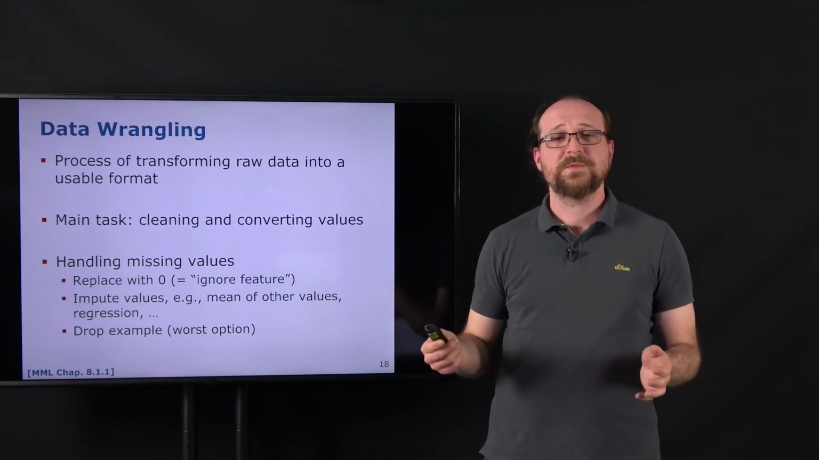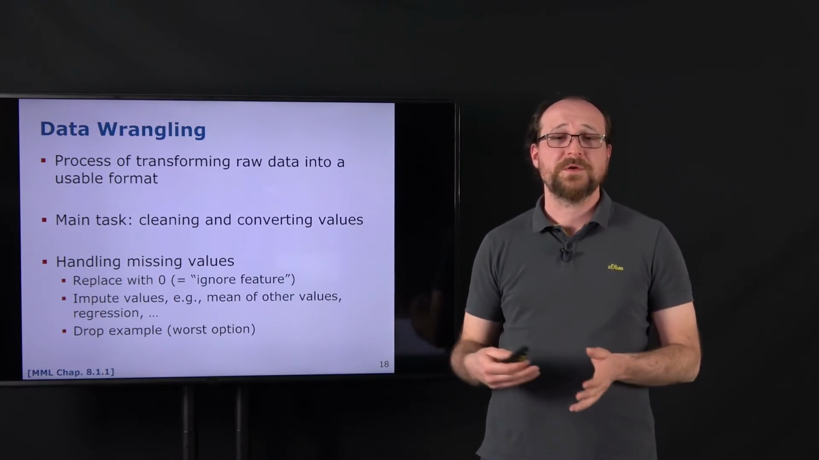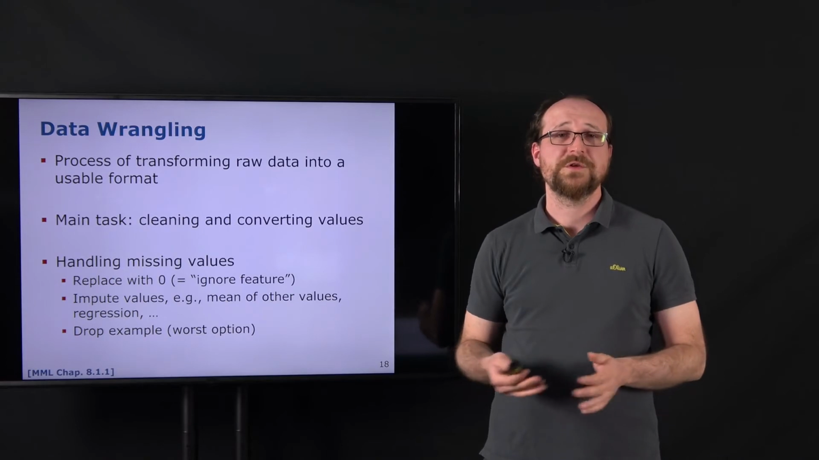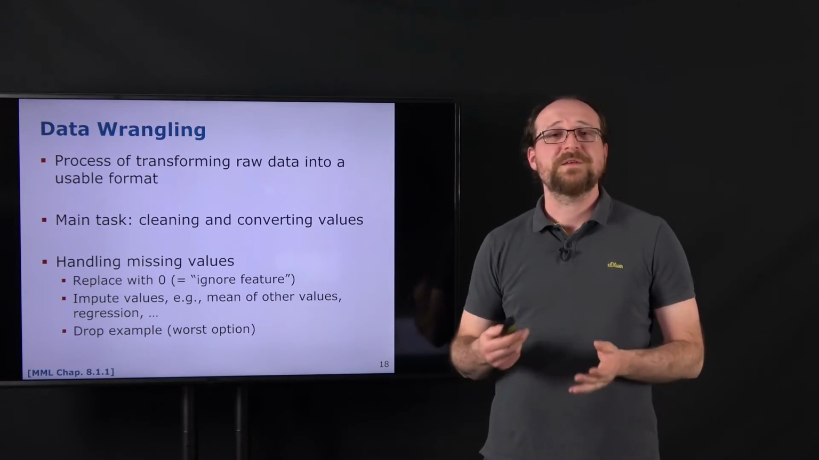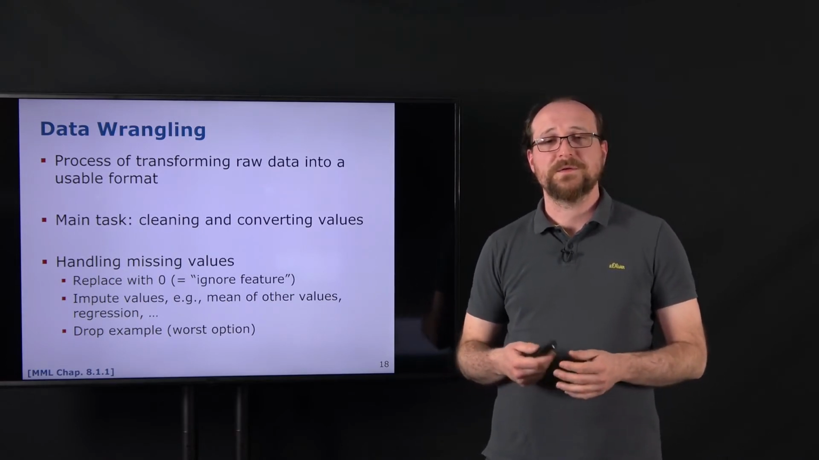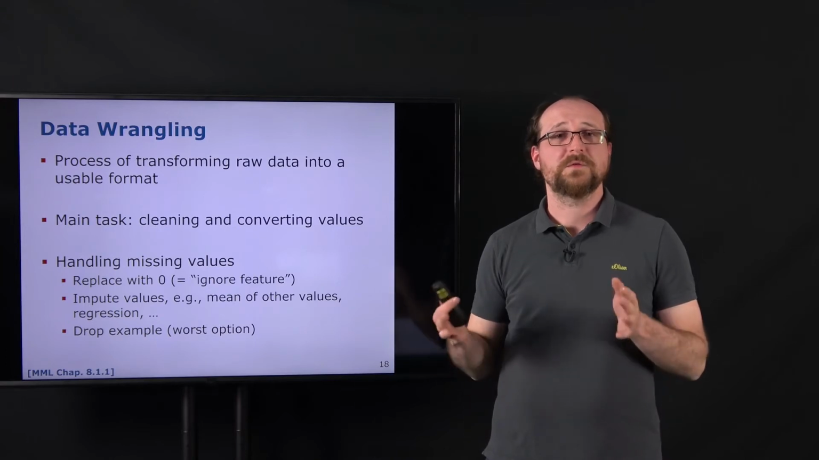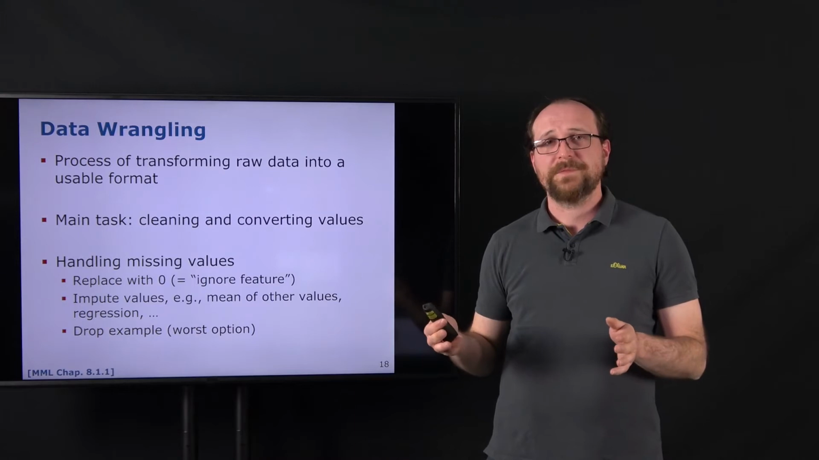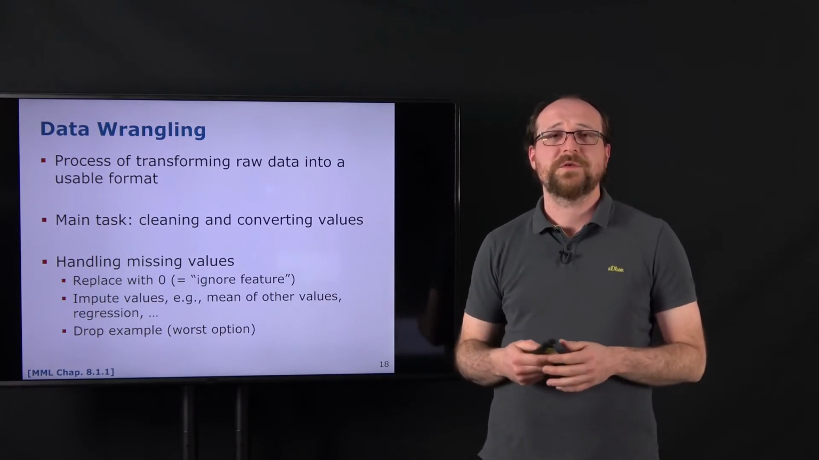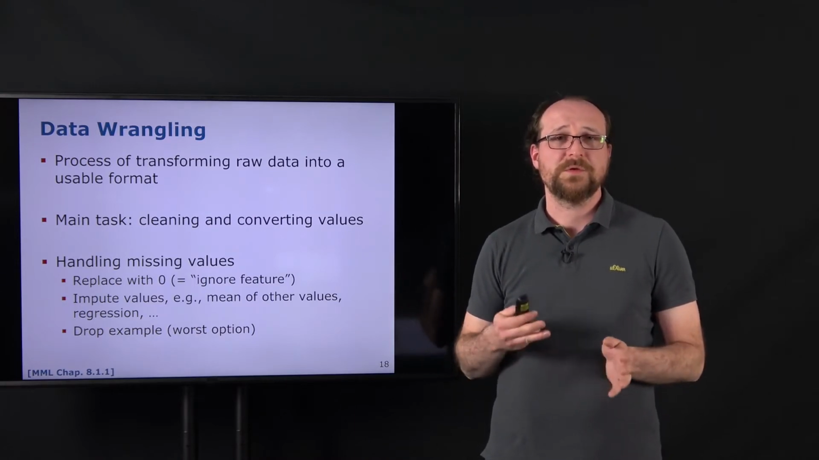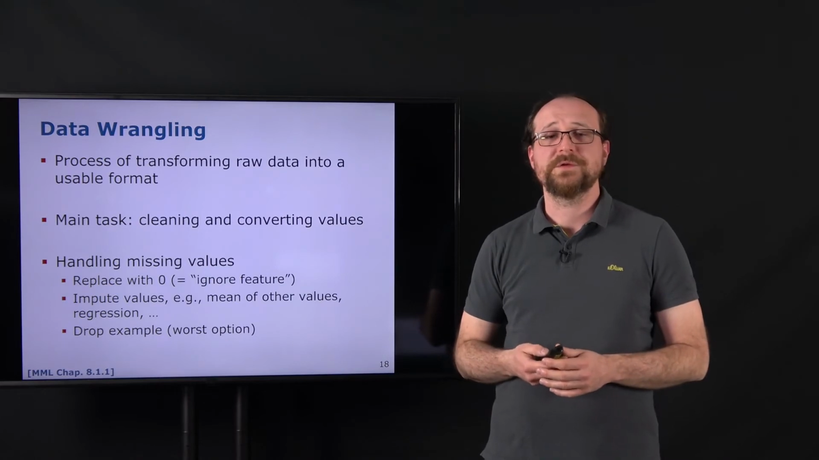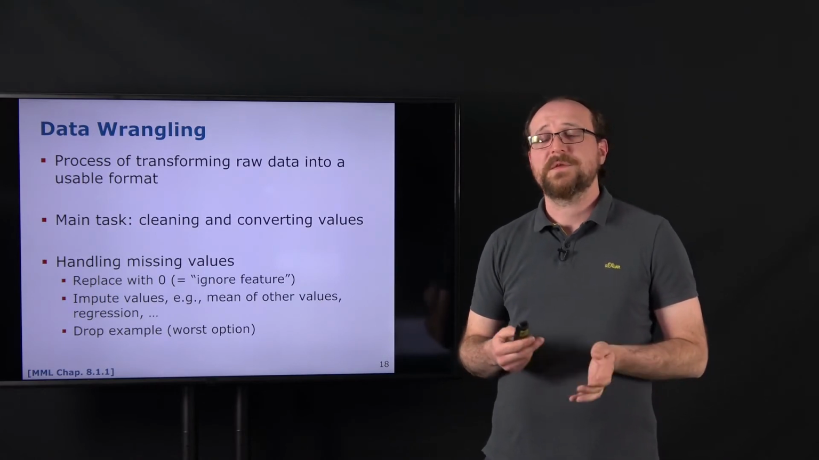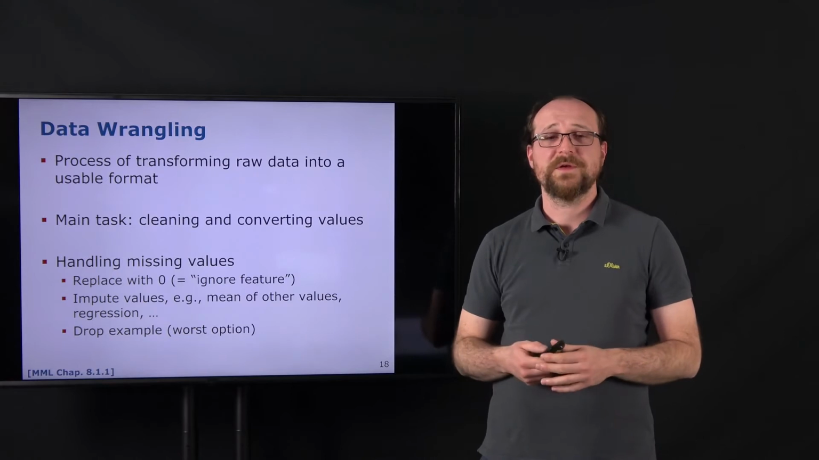Here we want to transform the raw data into a usable format for the machine learning algorithm. The main tasks are the cleaning and the converting of the values so that you can use them for your task. As said before, we are interested in numerical vectors, which is the format that we want to have for a machine learning algorithm. And there you have to, of course, handle the missing values.